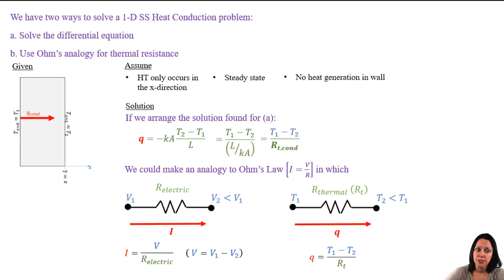So this is our Ohm's analogy. Note that we have this subscript COND on the resistance term. This means that it's the conductive thermal resistance. So in Cartesian coordinates, the thermal resistance to conduction is L over kA.